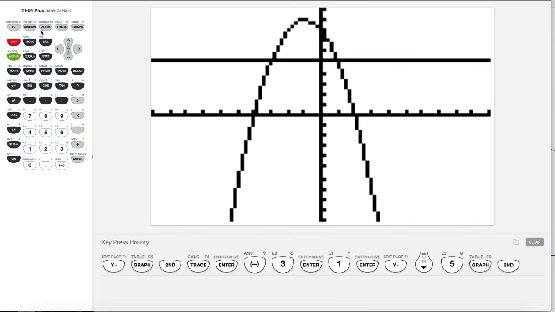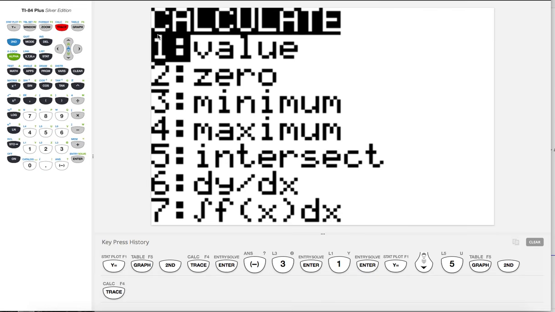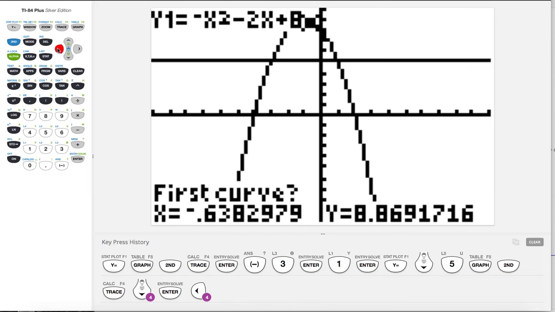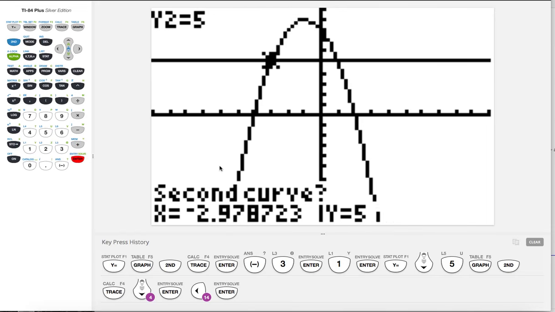So we're going to go second calc, and we want to find that intersection. So go to 5 or arrow down, and hit enter. Great. It says first curve. That means the first line. And if you arrow over, you can see that the cursor is getting closer to this intersection. We can only find one intersection at a time. So we're going to have to do this, write it down, and then do it again over here. So get close. That's all you need to do. Pretty close, fine. Enter. It says second curve.